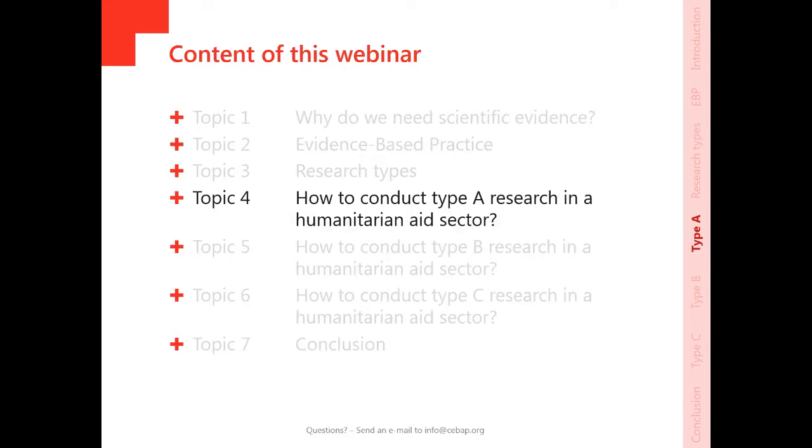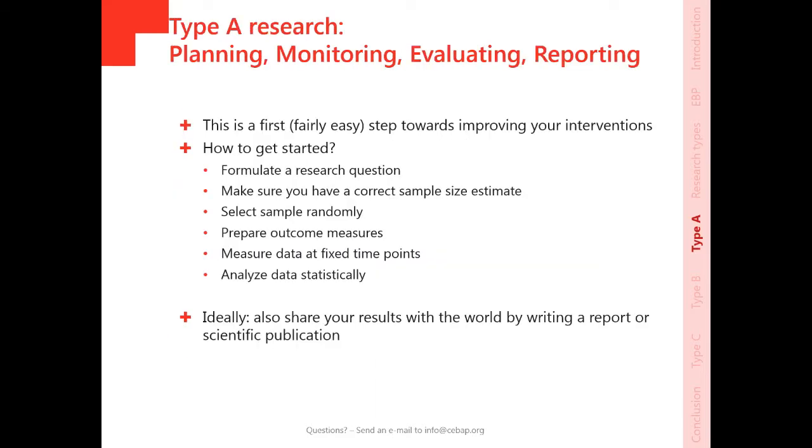We'll start off with type A research, which involves the planning, monitoring, evaluating, and reporting. This is a first and fairly easy step towards improving your interventions. It does not require you to set up a field study with an intervention and a control group. It simply requires you to start collecting data and analyzing this data. But of course, there are good and bad ways to collect data. So how should you get started?